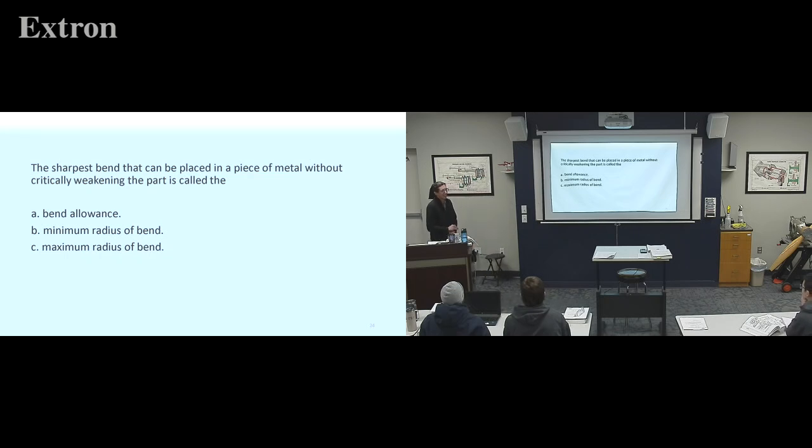Bravo. Did anybody say alpha? The sharpest bend is the minimum bend, or the tightest that you can bend it to. The larger the radius becomes, the more the bend is maximized. So minimum is for the teeny tiniest.